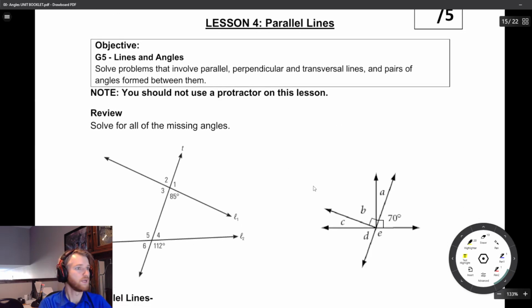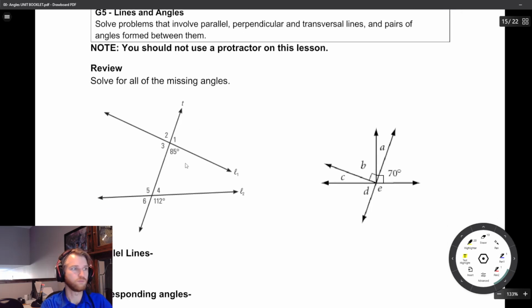This is just review, where we are looking for these missing angles, and we were figuring these out by knowing that a pair of angles where you've got a straight line that's being split into two angles together have to add up to 180. So we would know that 85 plus what is going to give us 180. It'd be 85 and 95 together would give us 180.